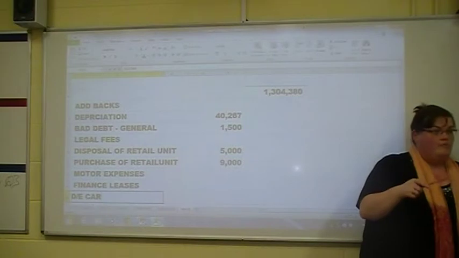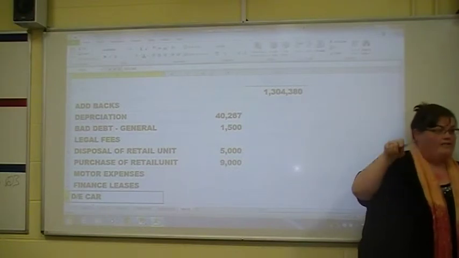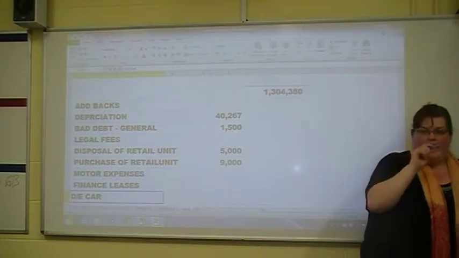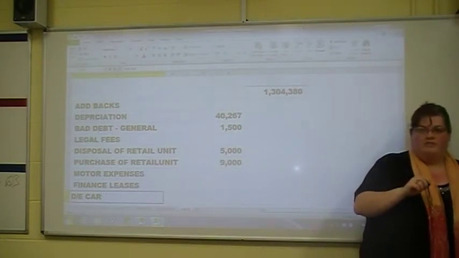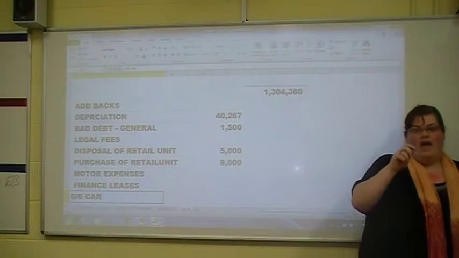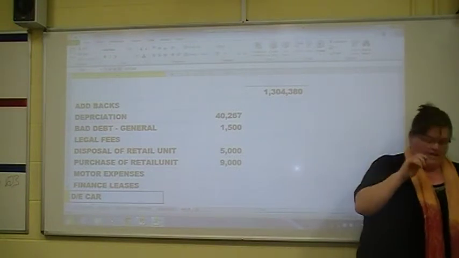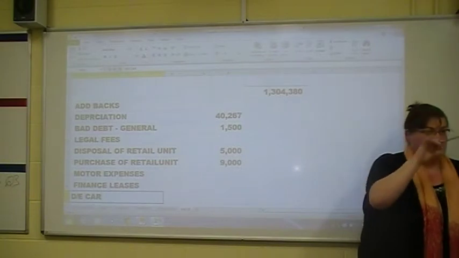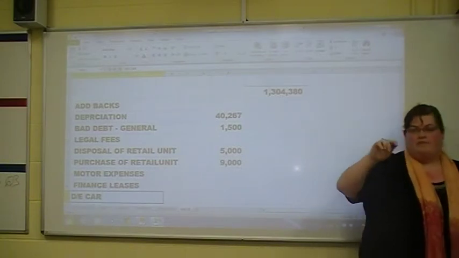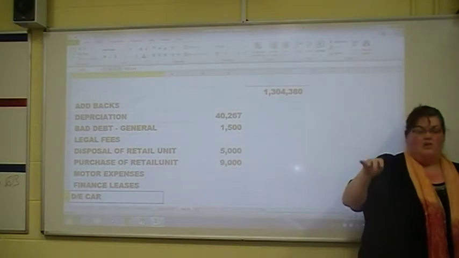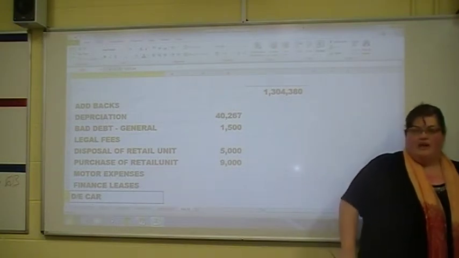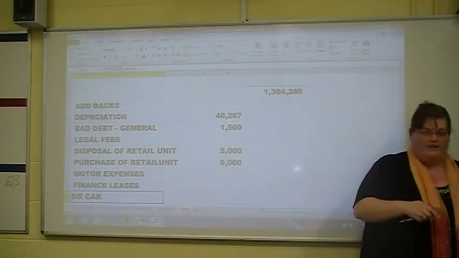So we don't claim wear and tear on the full 27,000. We claim it on 50% of 24,000, which is 12,000, or half the cost of the car. So we would be restricting that down to 12,000, because it's a non-energy efficient car, they're saying.